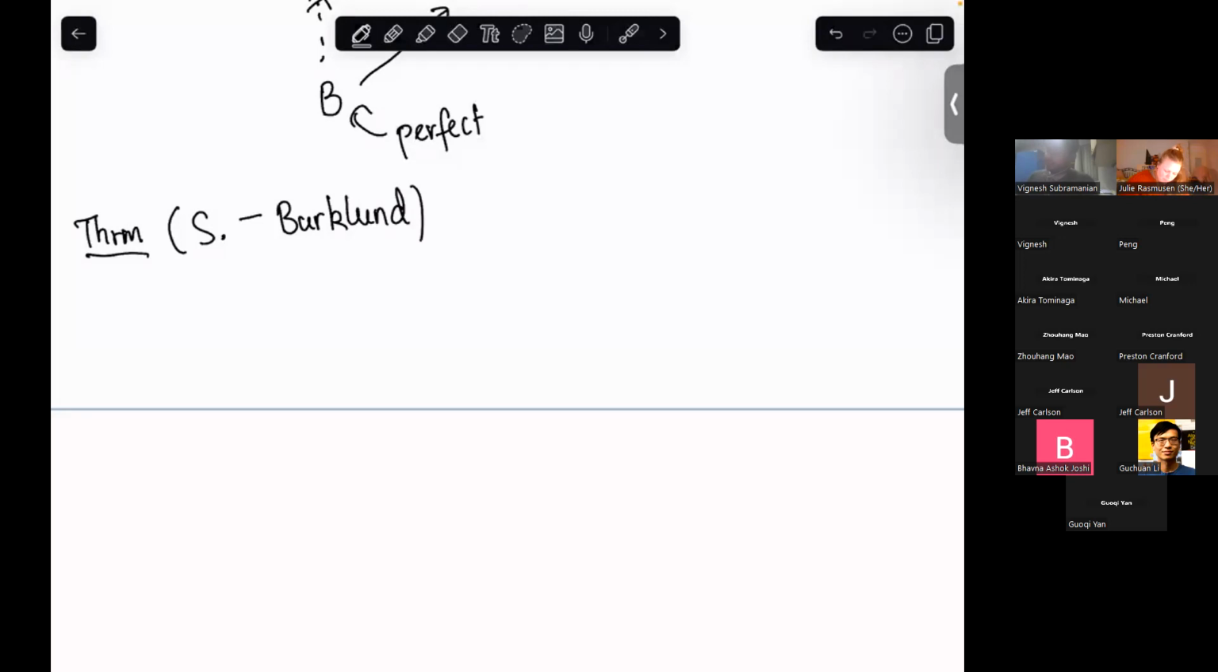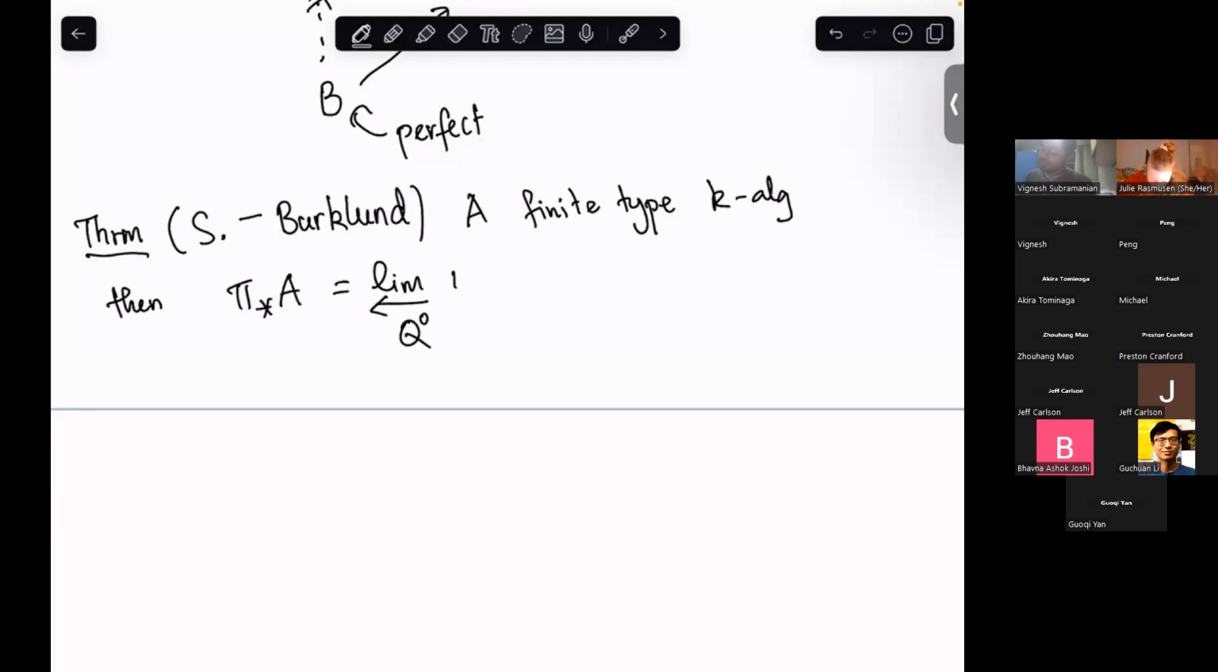So this is the theorem: if A is a finite type K algebra, then pi star, the homotopy groups, of the tilt is given by the inverse limit over Q0 of pi star of A. Even though Q0 is not a map of E-infinity algebras, or it's not even a map of commutative algebras after you go to pi star, still such a formula holds. This is what you can prove.